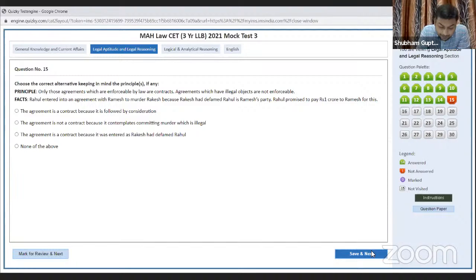So let's read. The agreement is a contract because it is followed by consideration. The agreement is not a contract. Just go with this and do not read further.